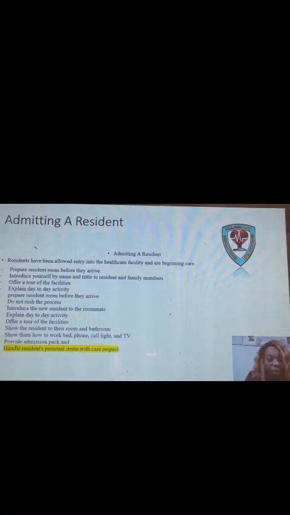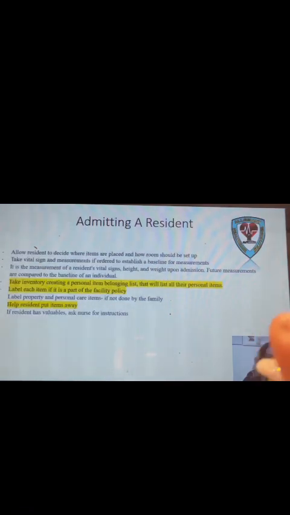You want to handle the resident's personal items with care and respect, and you will also help the resident put those items away. When possible, you're going to allow the resident to decide where items are placed and how the room should be set up. If required, you're going to take vital signs and measurements to establish a baseline for their measurements.